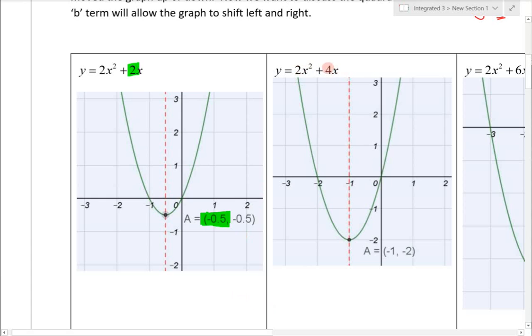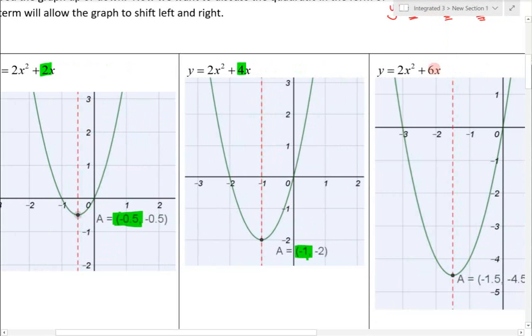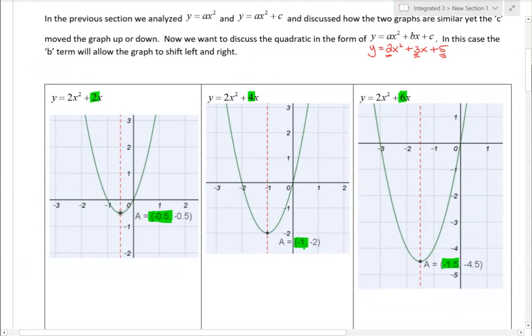This b term is directly related to that ordered pair, or that x value out of that ordered pair right there. And then this b value is directly related to that one. But we're seeing that when you add like 2x, add 4x, add 6x, it starts moving it left, and it's also moving it down, correct? Does that make sense? So this term is creating more lateral and vertical movement together from that original x squared.